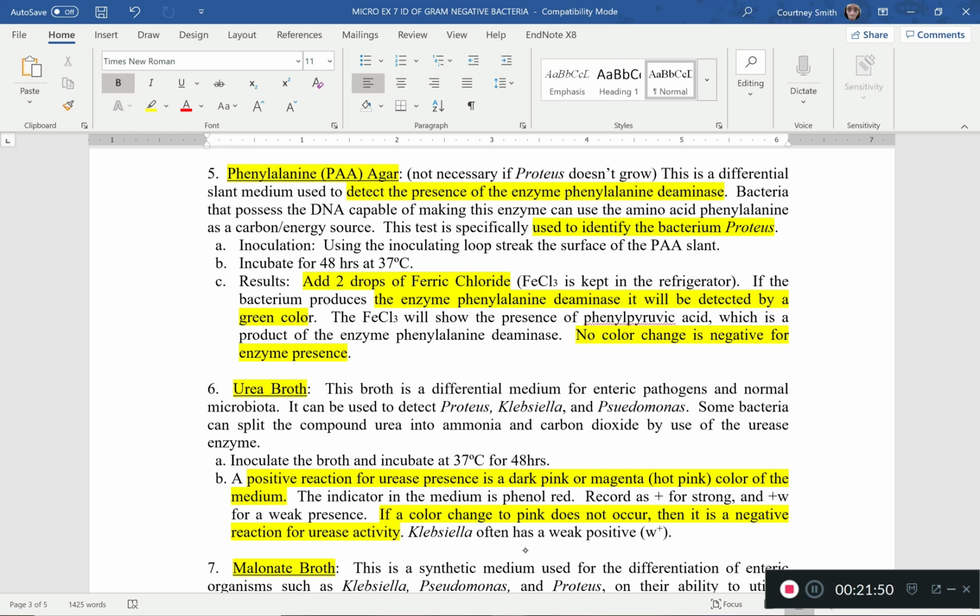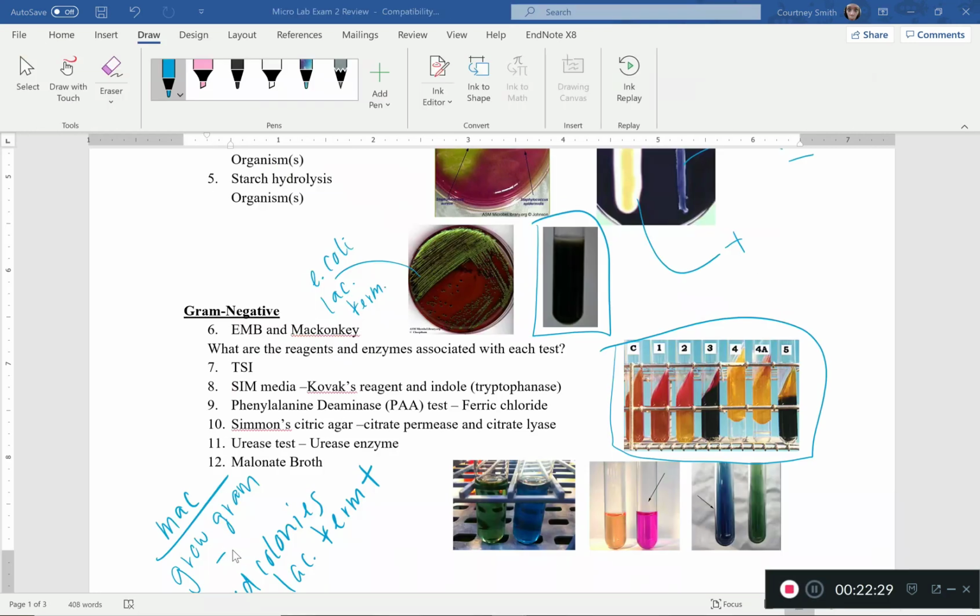And then this test specifically helps you identify Proteus bacteria. And like I said, whenever you add the ferric chloride, it's looking for that enzyme. If that enzyme is detected, your tube will become green in color. And if not, then there will be no color change, and that means that it's negative for this enzyme. So I definitely want you to know that. And I believe that's as far as I'm going to go in terms of PAA. Yes, that is as far as I'm going to go. So let's go ahead and look at what's next.